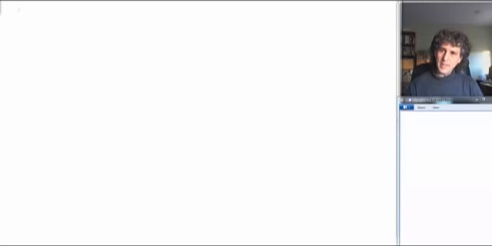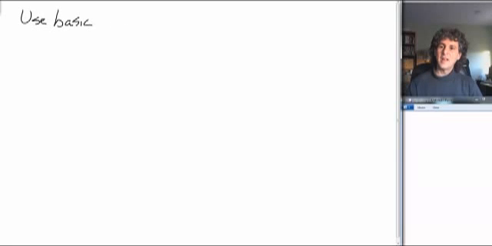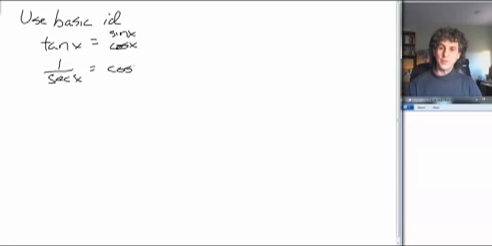And one of them is use basic identities. By that, I mean if you see tangent, you should automatically think, aha, that's sine over cosine. And likewise, if you see 1 over secant, you should change that to cosine again.